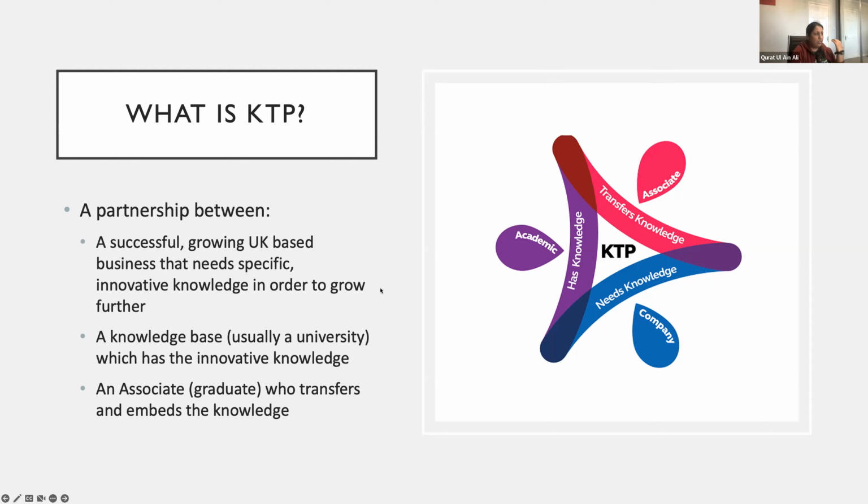So the company can be any successful or growing UK business that is interested in an innovative subject. And then a knowledge base, which is usually a university, could be a research center, which has the innovative knowledge that they are doing in academia. And then an associate, who transfers and embeds the knowledge. So the associate is basically you as a person who is applying. You will be a bridge between the knowledge partner and the company partner.